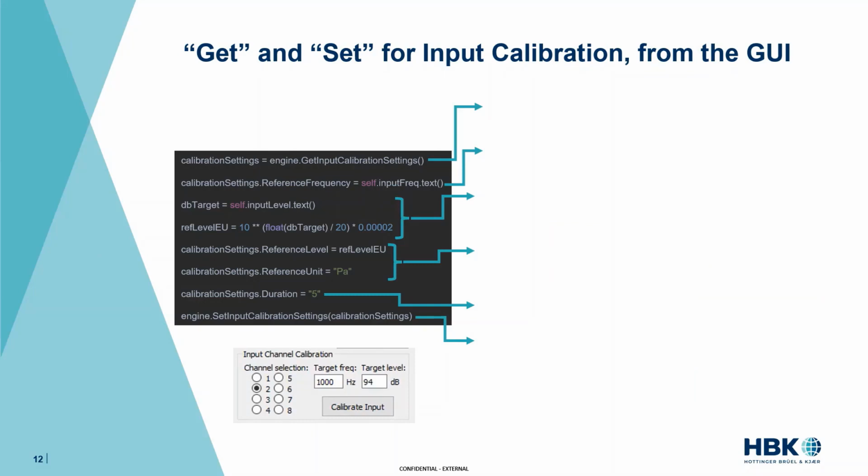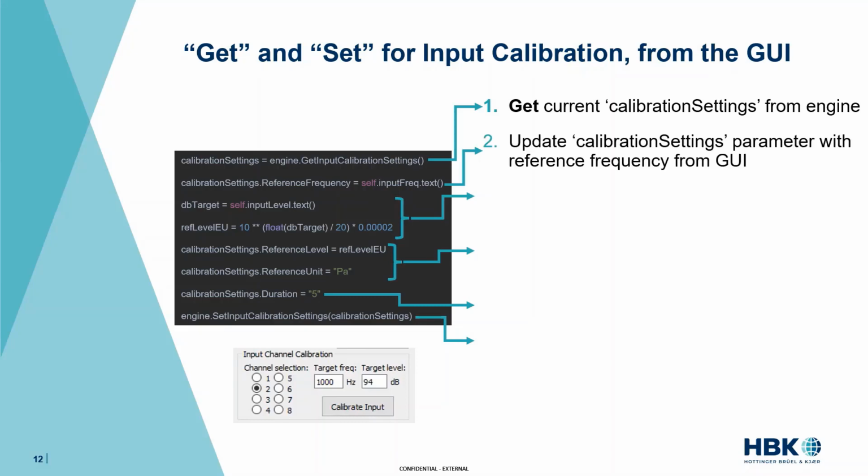So let's take a look at what the get and set process for input calibration looks like in Python. The first thing we have to do is get the current calibration settings object from the engine. And this is going to return what our current settings are in the form of this object, calibration settings. And now that we have that object, we're going to get the user-defined frequency for the reference frequency from the GUI. We just take that off of the front panel and we set the calibration settings.reference frequency to be equal to that new value.